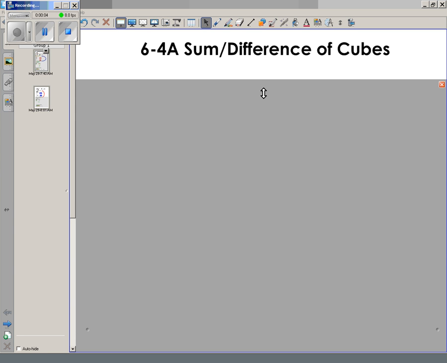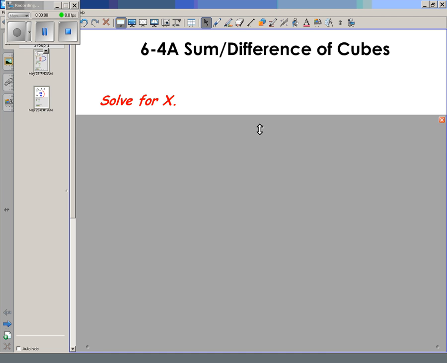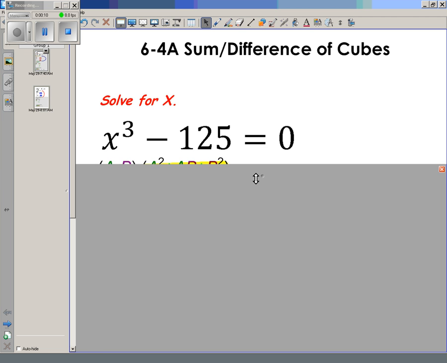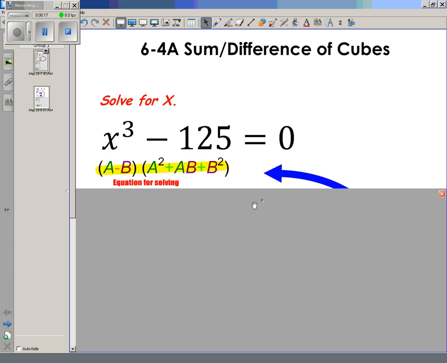We're going to do Chapter 6.4a, Some Difference of Cubes. So, our first problem, we're going to solve for x. Our problem is x cubed minus 125 equals 0. If you see it equals 0, you know you're solving for x. So first, we're going to do a minus b, a squared plus ab plus b squared. This is the equation for solving. It's going to be very important.